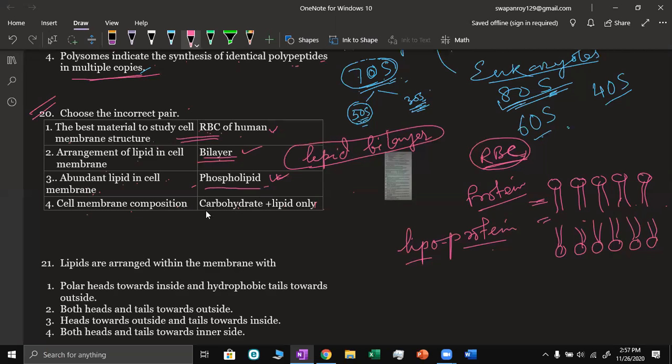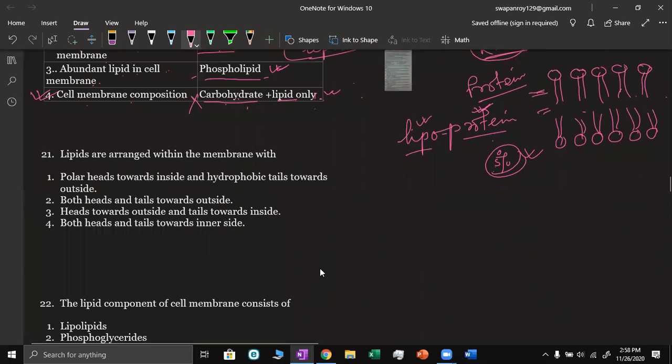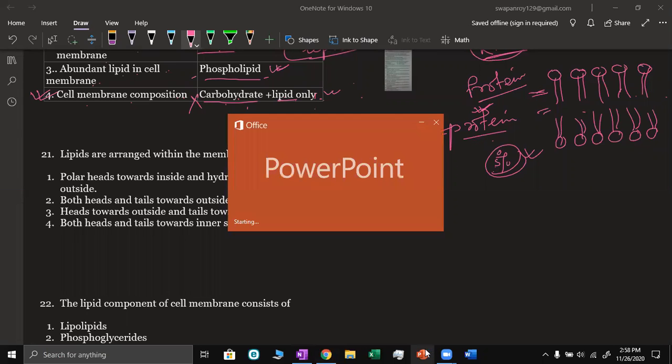Cell membrane composition, here it is carbohydrate, lipid only. No. The main components are lipid and protein, and carbohydrate is very little, maybe 5% or less. So this one is an incorrect match. It is lipid, protein and carbohydrate, but the main is lipid. So the incorrect pair is number 4. I will show you the lipid structure, lipid molecules.